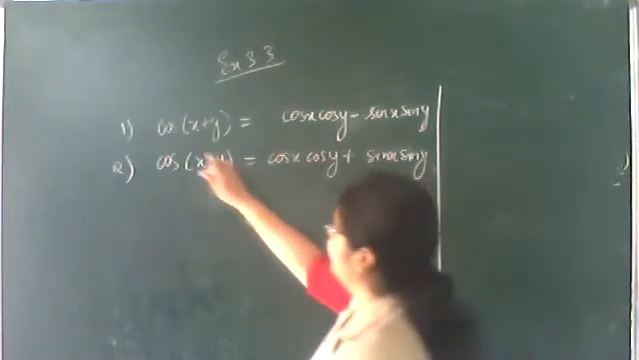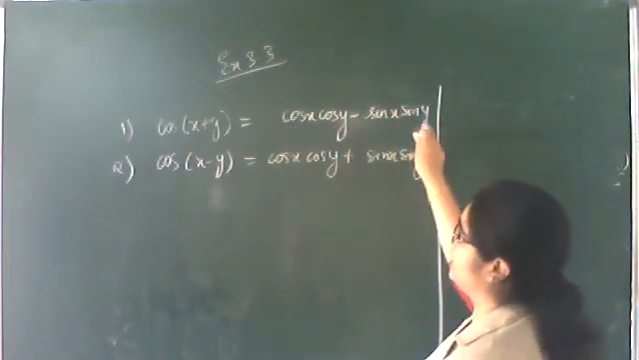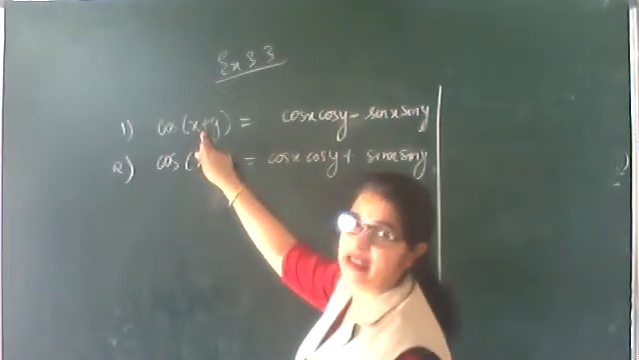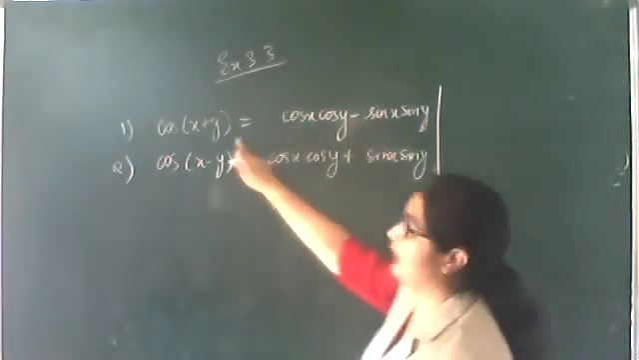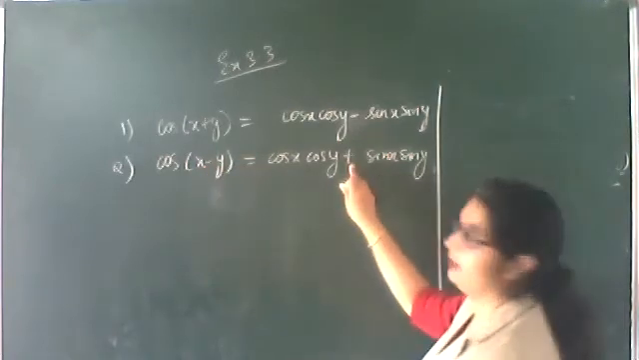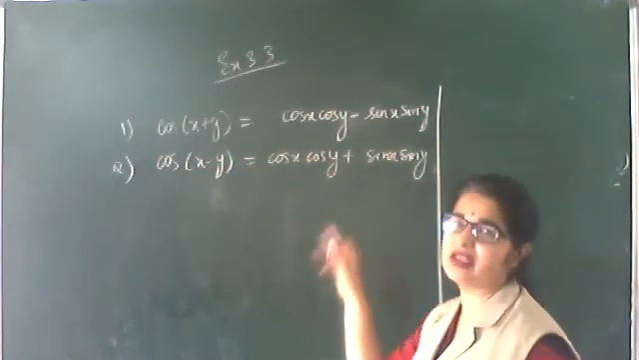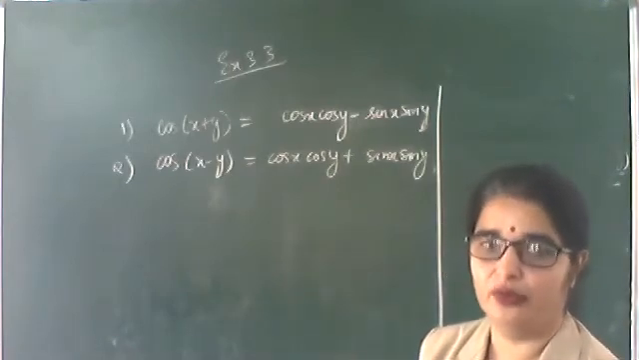Now, one more thing. When you are having cos of x plus y, just see both cos are coming, then both sin are coming. When you are having plus sign here, we will get minus here, only in cos, not in sin. Again, when you are having minus sign here, we are having plus here, just the opposite. This is just for your learning. It's my way of learning formulas. You can have your own ways also.